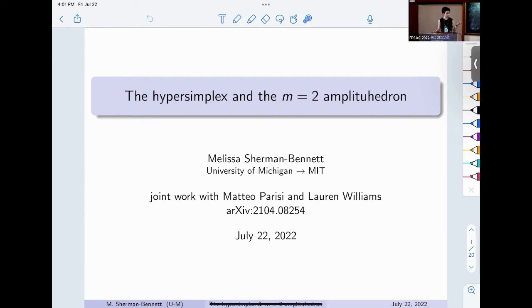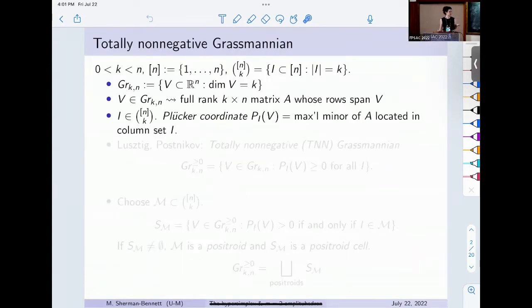And I'll be talking about these two objects, the hypersimplex and the m=2 amplituhedron, and their, to me, still very mysterious connection. Before I define these two objects, I have to define a third, which luckily Sarah already kind of covered. So I will go through all of my background again, just in case you didn't catch it the first time. But if you're feeling sleepy for this first slide, you can sit back and relax because you've already seen most of this in Sarah's talk.